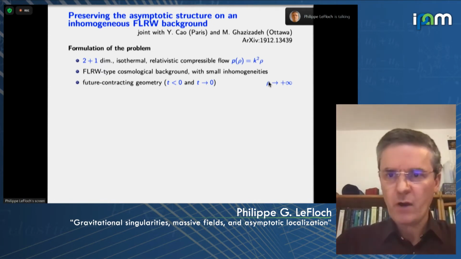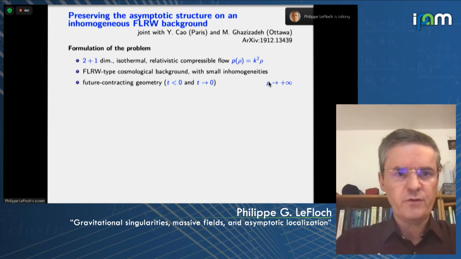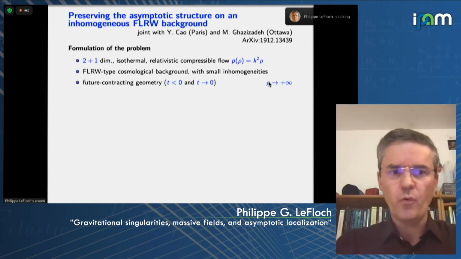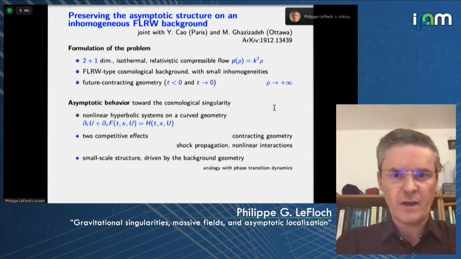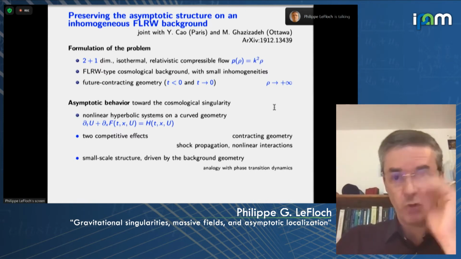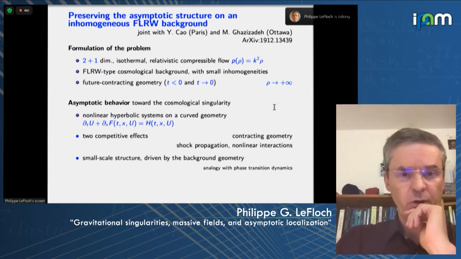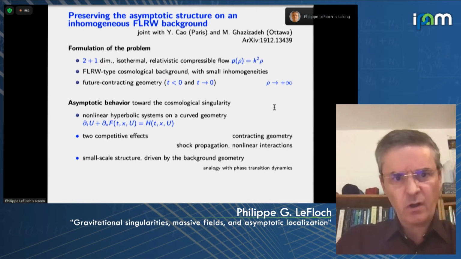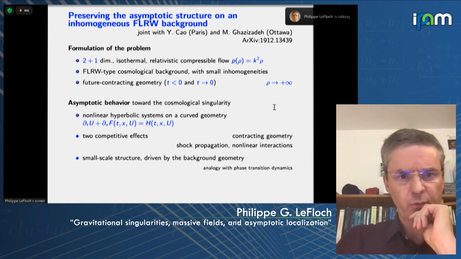And now in this background, I look at a fluid which is 2+1 dimensional, isothermal, relativistic, and I look at both directions, future contracting or future expanding. But in these slides, I'm just showing the direction going towards contraction, the singularity, because it's very much connected to what I will present next. So here we are interested to let this fluid evolve toward the singularity.